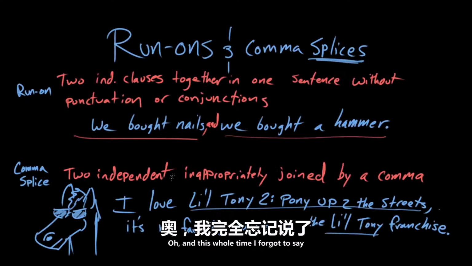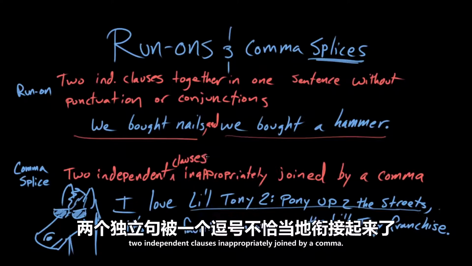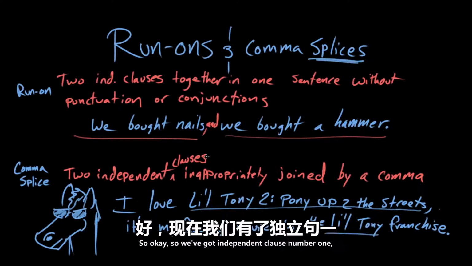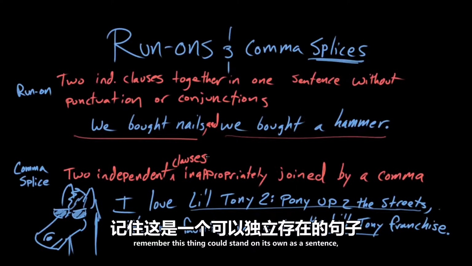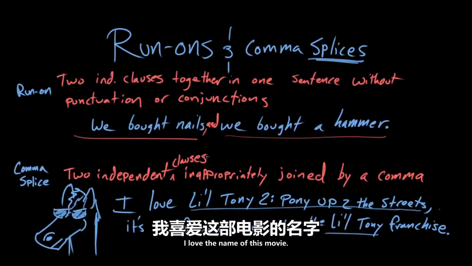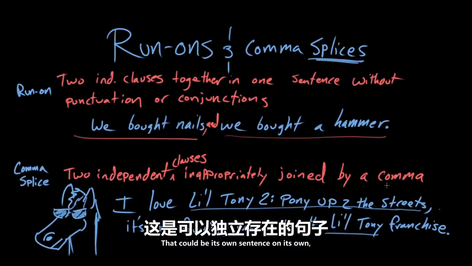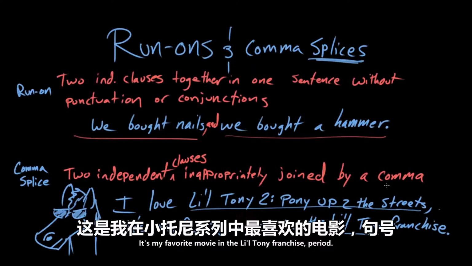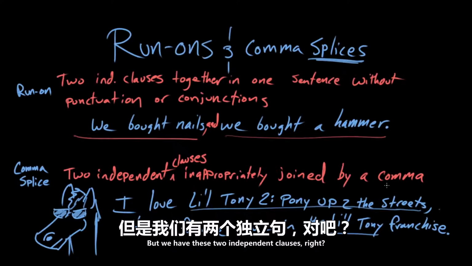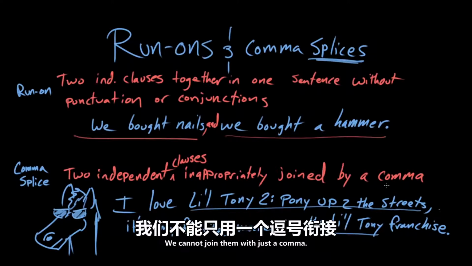Oh, and this whole time, I forgot to say, two independent clauses inappropriately joined by a comma. So we've got independent clause number one. Remember, this thing could stand on its own as a sentence. I love the name of this movie. I love Little Tony 2, Pony Up to the Streets. That could be its own sentence on its own, ended with a period. Period. It's my favorite movie in the Little Tony franchise. Period. But we have these two independent clauses, right?